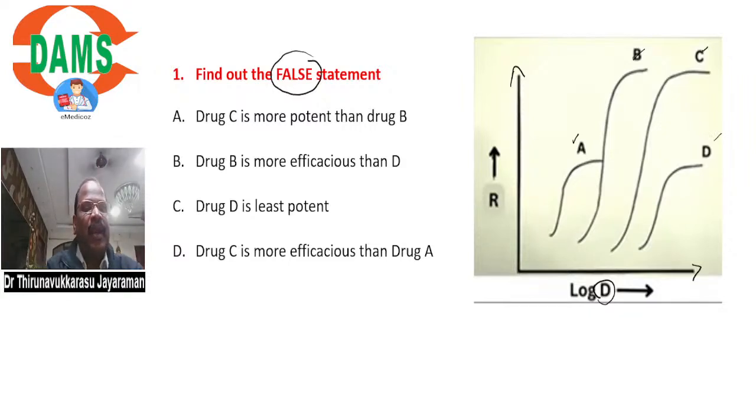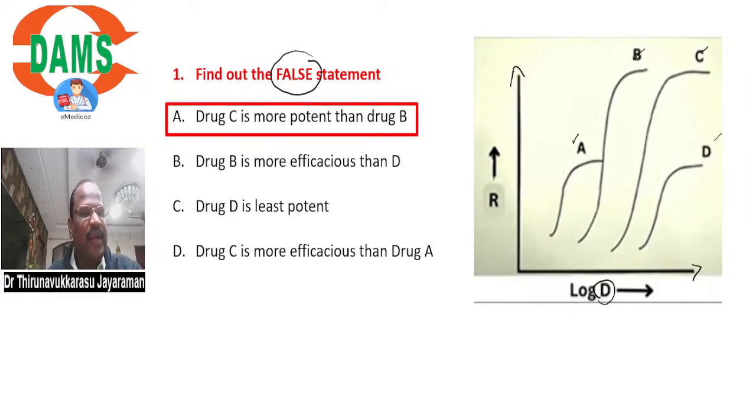The options are: Drug C is more potent than drug B. Drug B is more efficacious than D. Drug D is least potent. Drug C is the most efficacious drug compared to E. So the answer is Wasim Ahmed. Fantastic. The answer is option A. Drug C is more potent than drug B is the false statement.